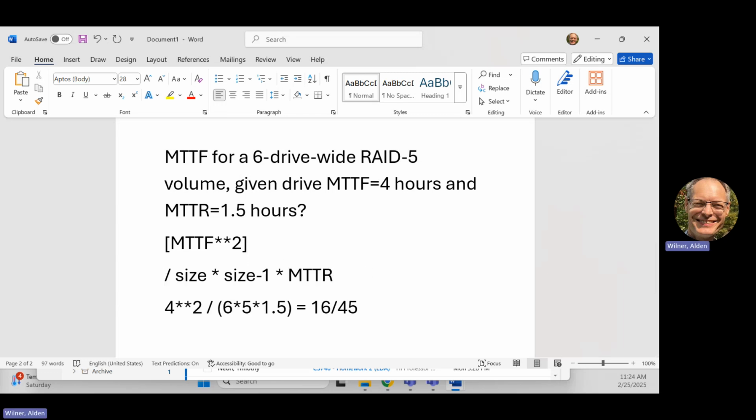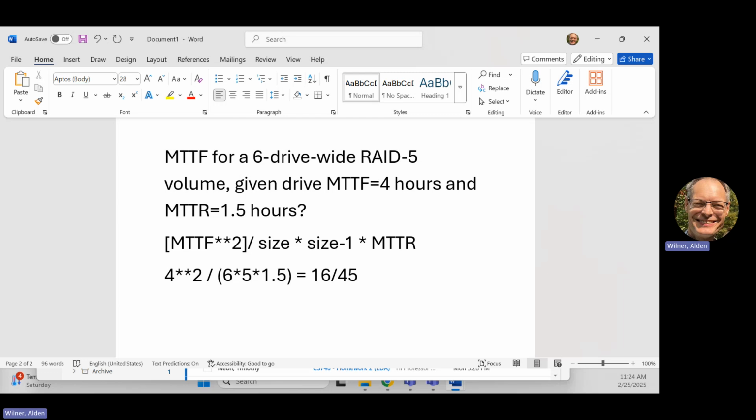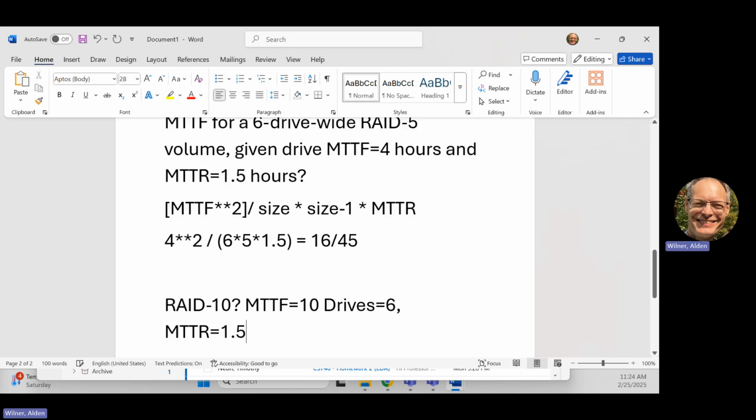Let's try an example just for grins. We didn't do RAID 10, so how about RAID 10? Let's say we have MTTF is 10 hours, and the number of drives is 6, and MTTR is 1.5 hours.